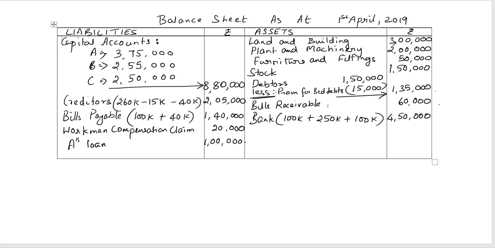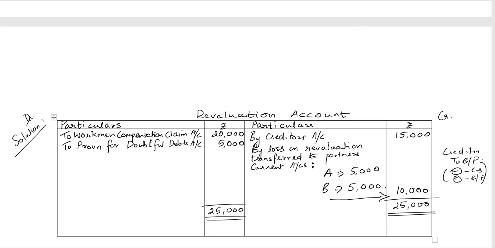This is the balance sheet that is prepared by us. The liability side totals to 13,45,000 rupees. Asset side also tallies with the liability side, 13,45,000 rupees. Let's look at all the accounts again. This is the revaluation account where we got a loss of 10,000 and divided between partner A and B in 1:1 ratio.